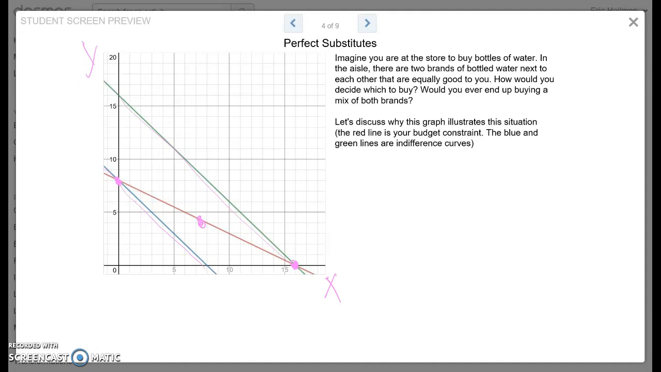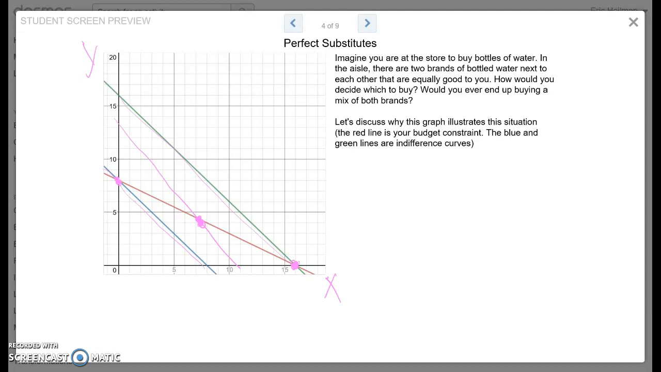And you can also see that we're never going to buy a mixture of the two brands. I'm not going to end up at this point because if I bought this point, I would be on an indifference curve somewhere between the two that I drew on here, and I could still do better by shifting my money, spending more money on brand X. So in perfect substitutes, you always end up with a solution where you buy only one good, you spend all your money on it, and you're on one of the axes.